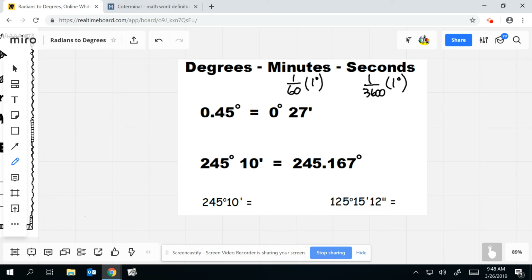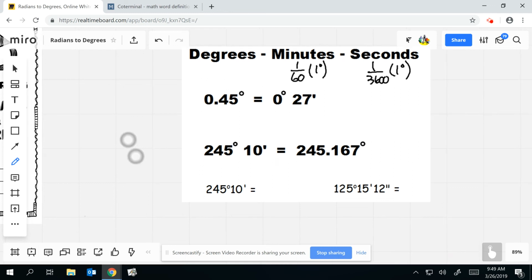Yeah, I know minutes are time, but minutes are also degrees. If you take 1 degree and break it up into 60 little pieces, those are each a minute. And if you take each minute, now you're getting into microscopic things. But if you take each little minute and break it into 60 pieces, those are called seconds. So they're really, really tiny. Minutes are 1/60th of a degree. Seconds are 1/3600th of a degree.